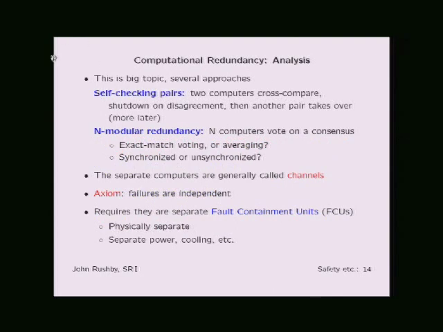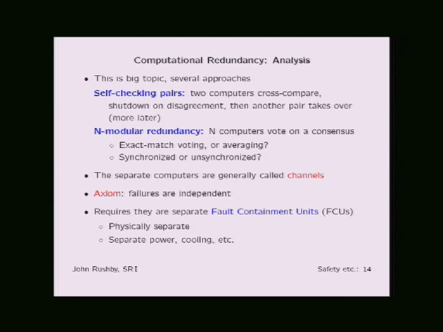Now how do people actually deal with faults in practice? There are two common approaches. The first approach is what we saw earlier, which is self-checking pairs. So instead of having one computer do the task, you have two of them, and they generate output at periodic intervals, and they compare their outputs.